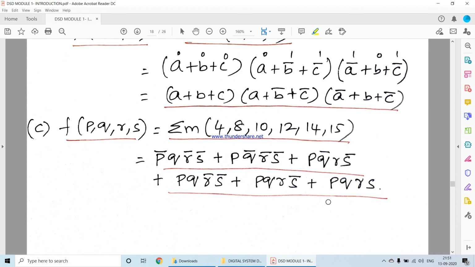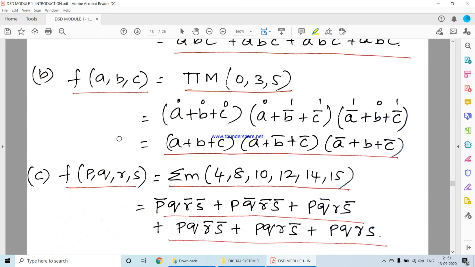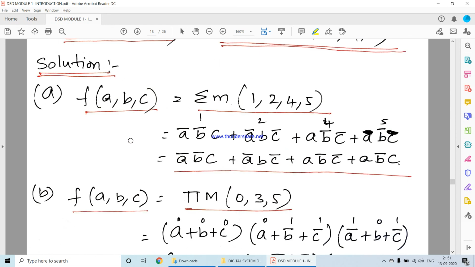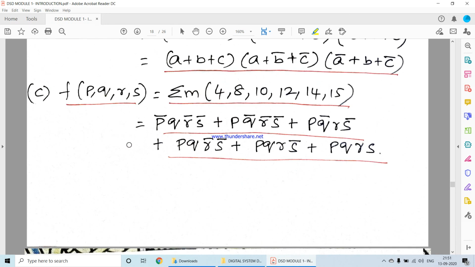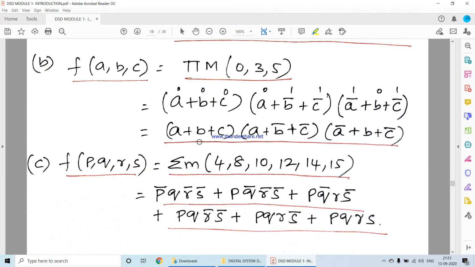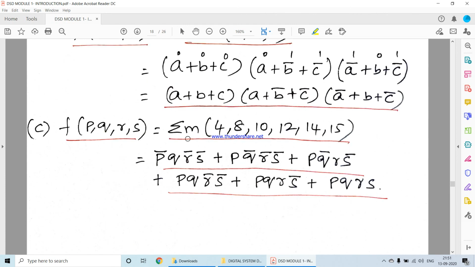Okay. Coming to the last one, f of P, Q, R, S. So we have 4 variables. All these earlier ones had 3 variables. Now we have 4 variables, so the expression will also have 4 variables in each product term. Summation m says it is minterm, while pi m says it is maxterm. Here it is summation m, so it says minterm. I have 4, 8, 10, 12, 14, 15.